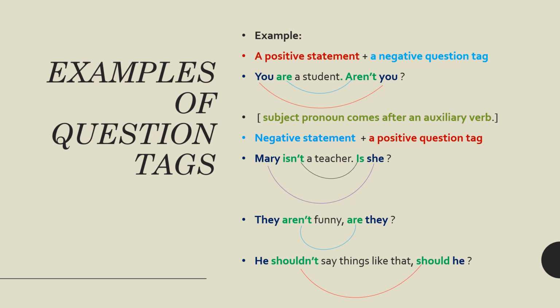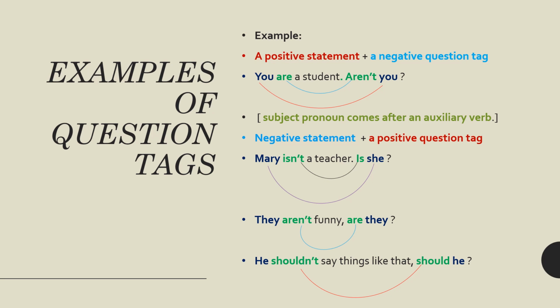Let us observe some of the examples. Every positive statement gives a negative question tag. "You are a student, aren't you?" In this example, "you are a student" gives the positive statement, whereas "aren't you" gives the negative question tag. Here you is the subject and are is the auxiliary verb. So the question tag is made out of the auxiliary verb, "aren't you." Here the subject comes after the auxiliary verb.